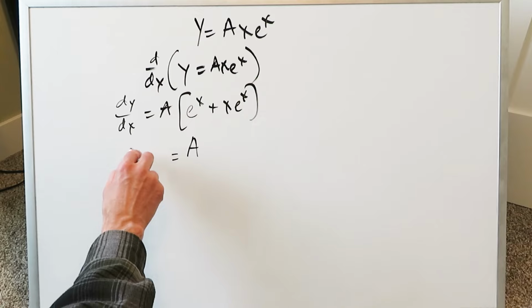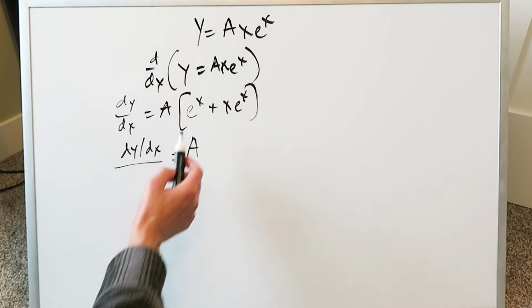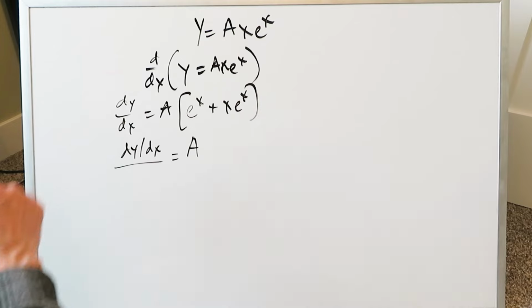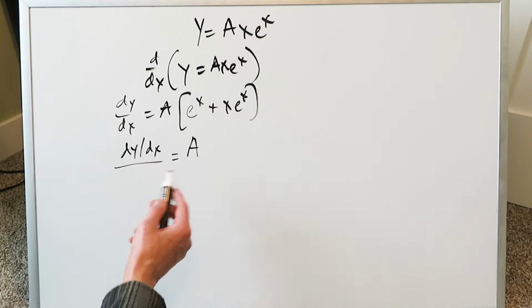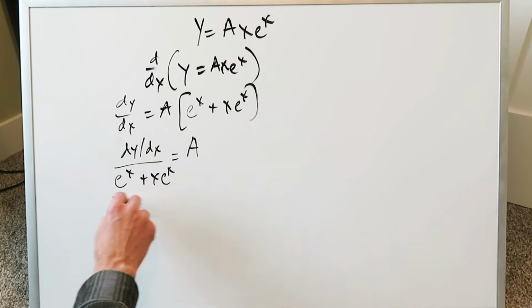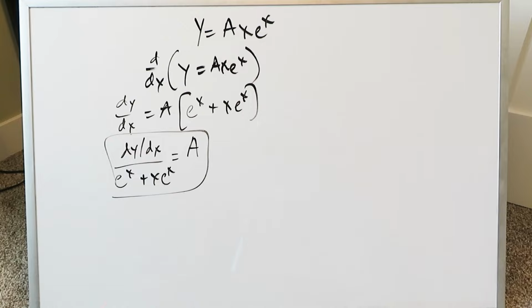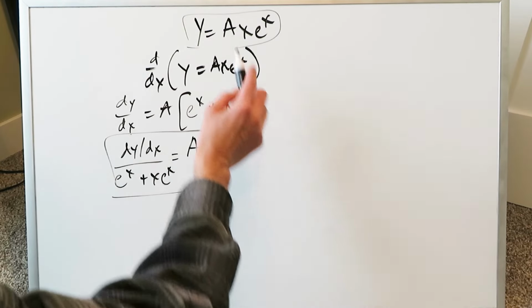Solve for this a. Remember, what I'm doing here is converting this function into a differential equation. That differential equation will then take us through the main topic or the main theme of this particular video. So a equals y prime over e to the x plus x e to the x. Now this is what I've determined for a. Come back to this equation right here and substitute all of this in the place of a.